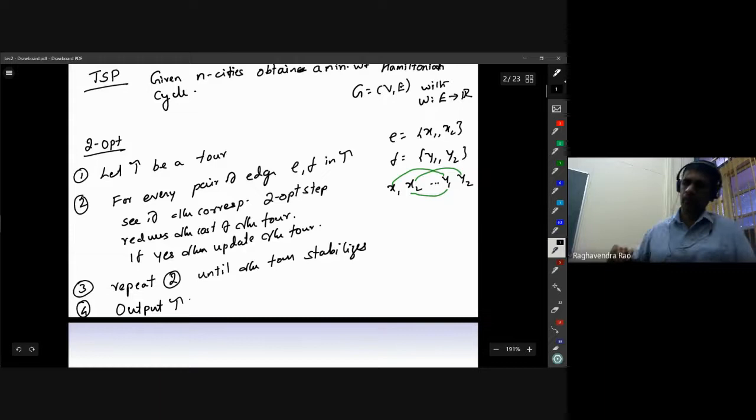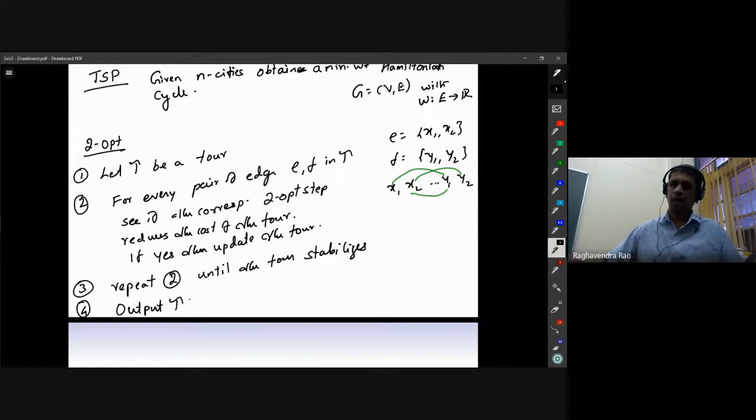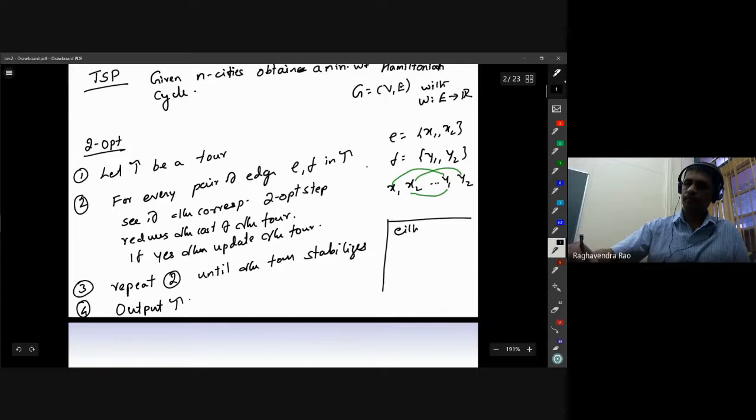Like we mentioned yesterday, since TSP is an NP-hard problem, you cannot expect this algorithm to be efficient as well as output an optimal tour. So either tau will not be optimal or the algorithm will run in super polynomial time, something bigger than polynomial, say n to the log n or 2 to the n, whatever.